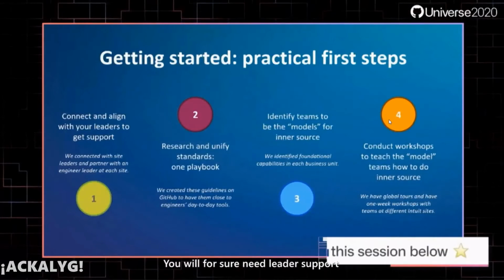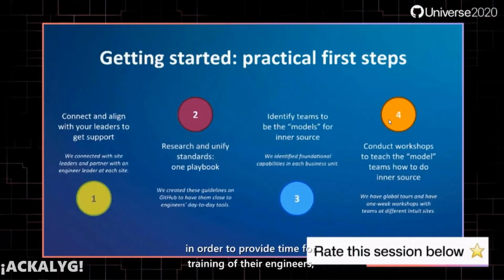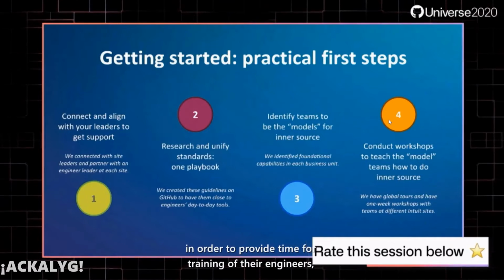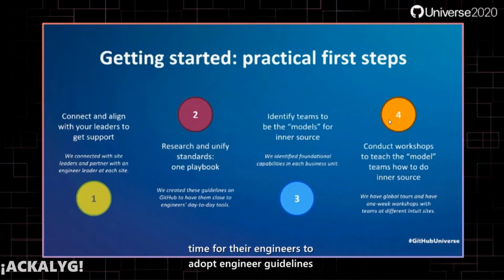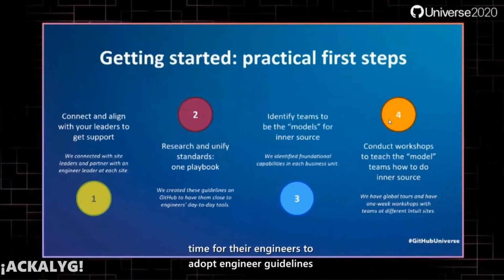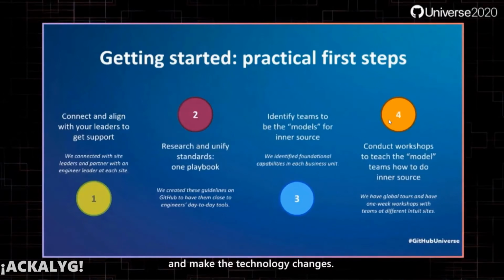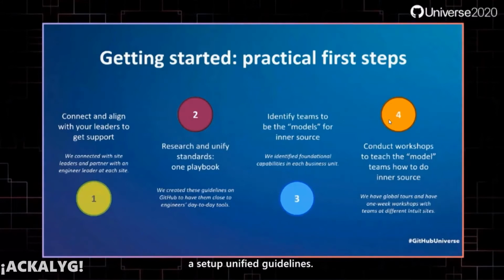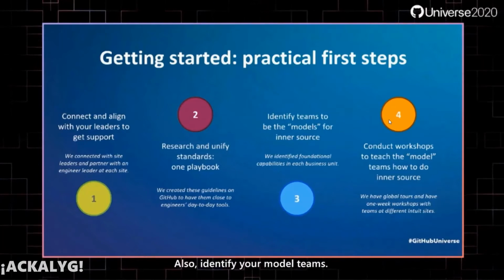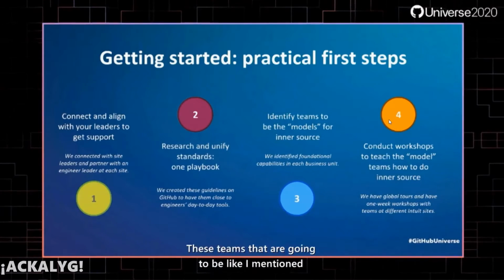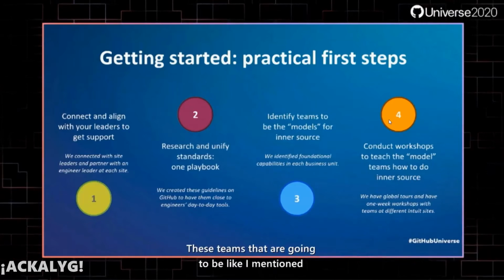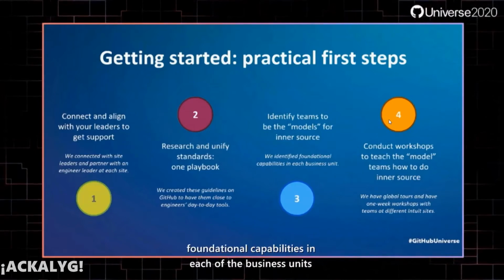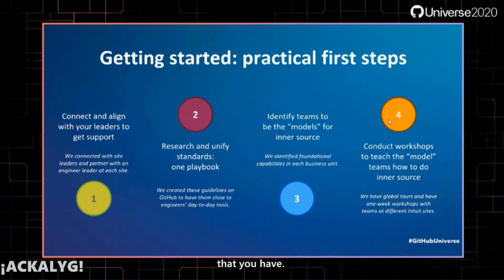You will for sure need leader support in order to provide time for training of their engineers, time for their engineers to adopt engineer guidelines and make the technology changes. And like I mentioned before, you need to create a set of unified guidelines. Also, identify your model teams, these teams that are going to be foundational capabilities in each of the business units that you have.